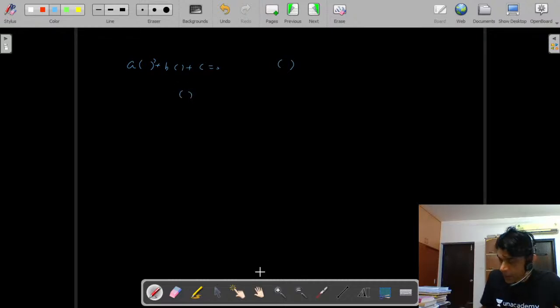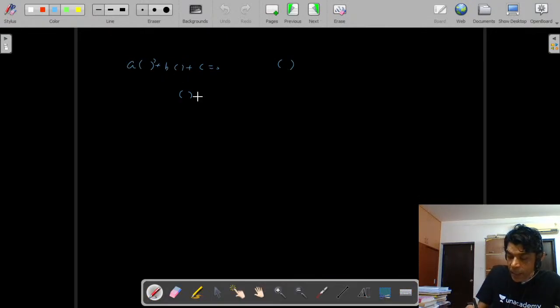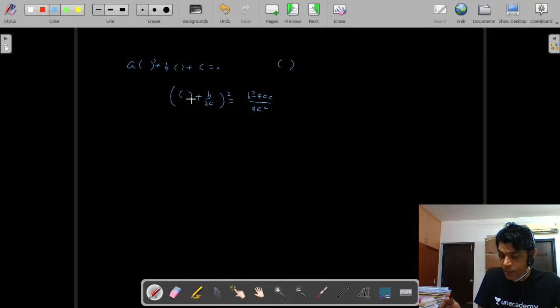So it means whatever this box is, you can always write box plus B over 2A, the whole squared, and this is actually B squared minus 4AC over 4A squared. That's what we got. And in fact, if box is a number or something else, then we get the roots.